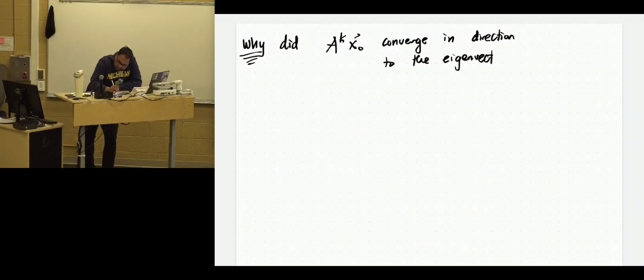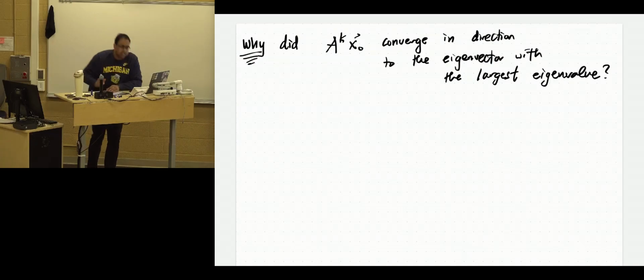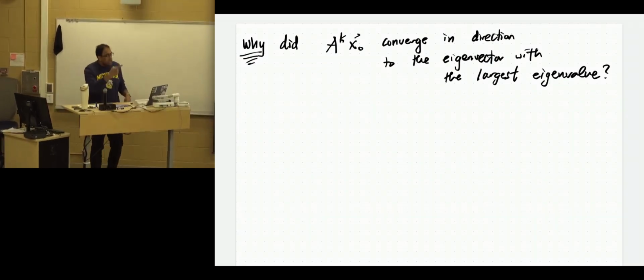So why did A to the k x0 converge in direction to the eigenvector with the largest eigenvalue? Why did this happen? Well, yes, I have a question.